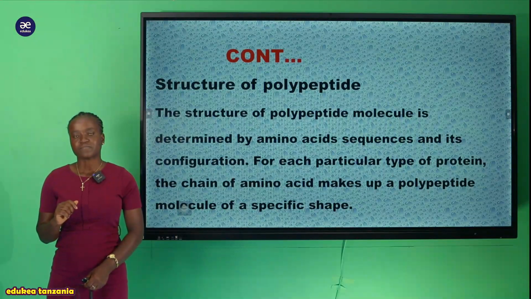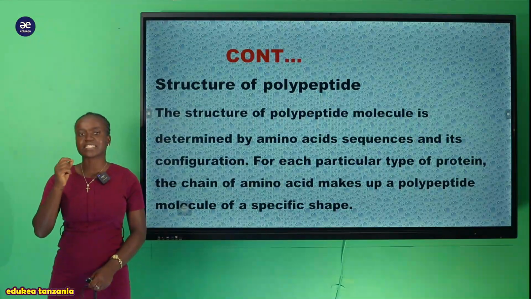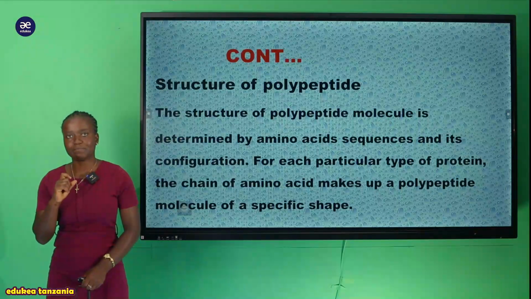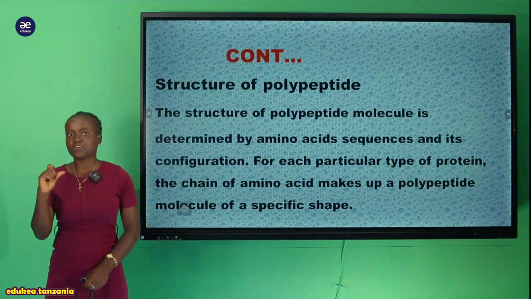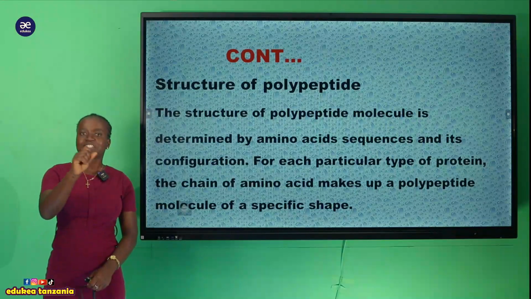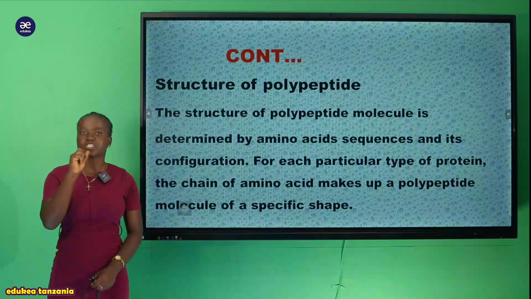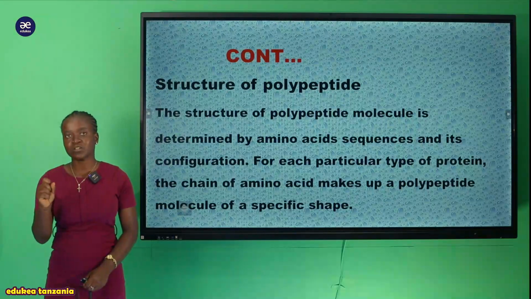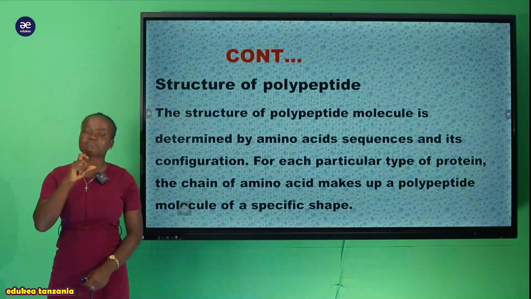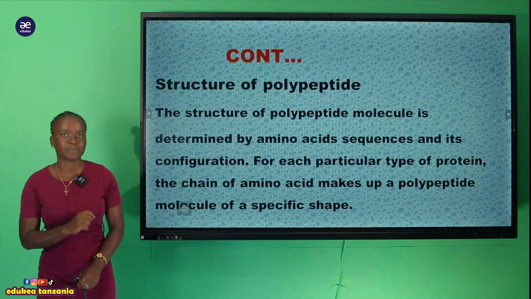For instance, the protein which is found within the hair, you know that hair is made up of protein. It has its own shape depending on the arrangement of the polypeptide chain. It is quite different from the protein found in keratin, which is also a protein. So that keratin has also been made with its own shape of the polypeptide.